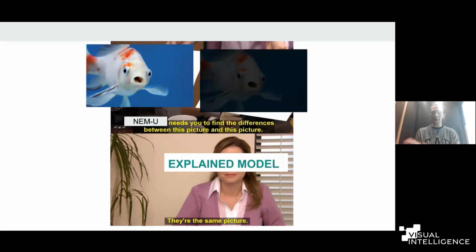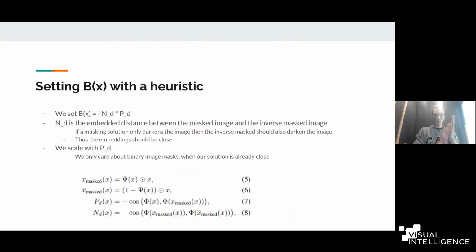But once again, the final explanation would just be like saying every single pixel is important because we have darkened every single pixel. So we need to find a way to ensure that it actually flips all the way to 0. So what we do here is we set it with a heuristic. The whole idea is to ensure that the masked image and the inverse masked image, so when we apply the mask and then we take the opposite of the mask, those two representations should be far apart.